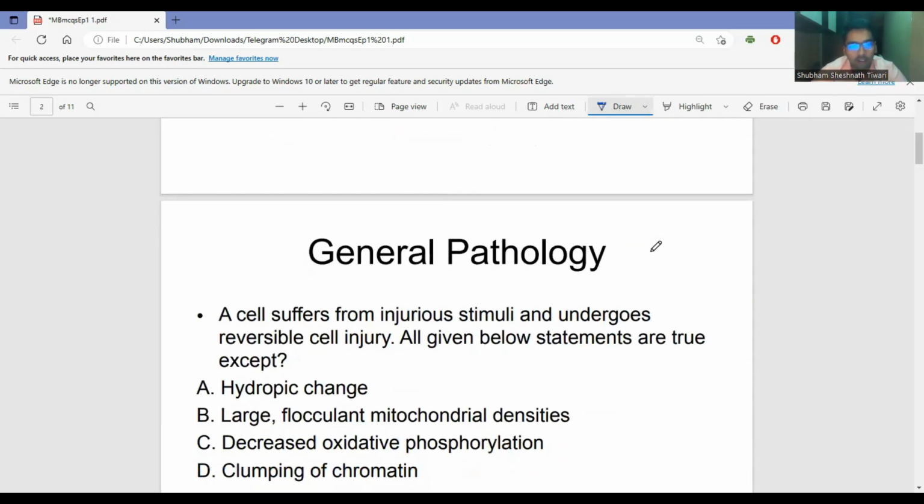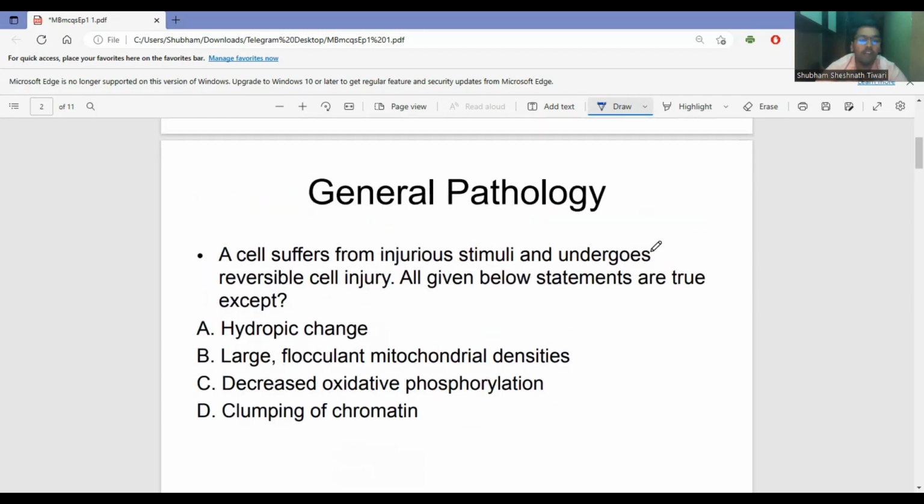So let's get started. The first question is from general pathology. The question says, a cell suffers from injurious stimuli and undergoes reversible cell injury. See, reversible injury. This is a pretty straightforward giveaway. They are letting you know that it is a reversible cell injury. What they could have done is they could have given you features of reversible cell injury, and then you would have to figure out on your own that it's a reversible cell injury. But here they have given us that it's a reversible cell injury.